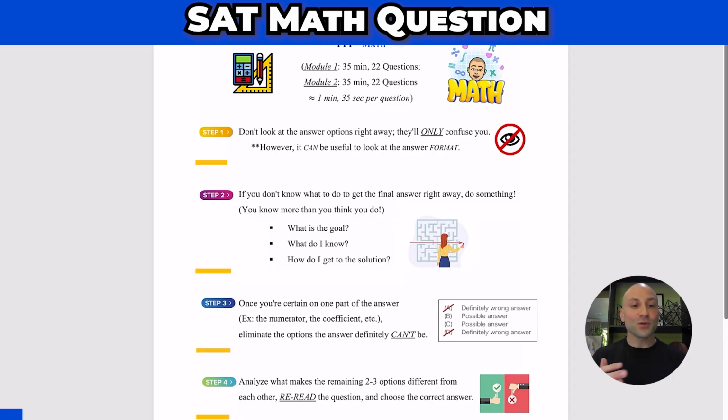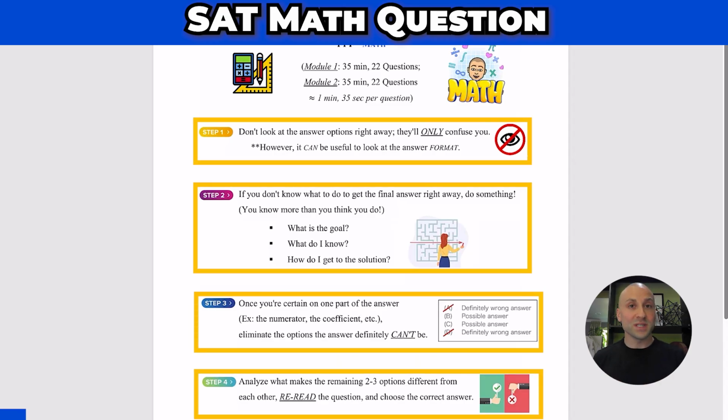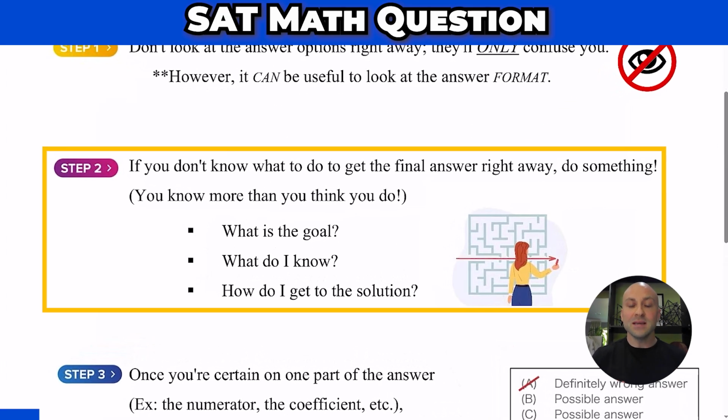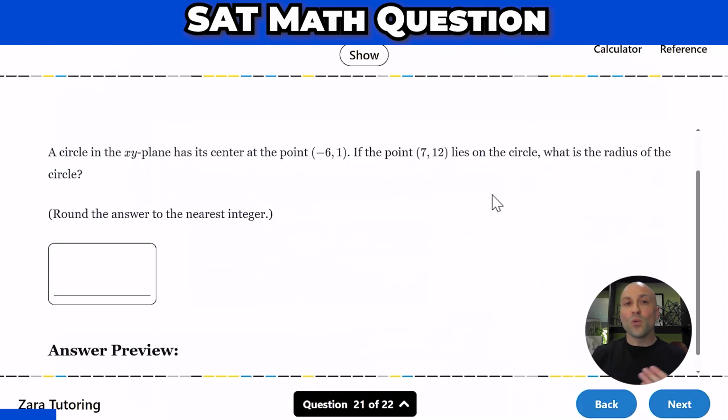And notice we have these 4 steps that really apply in every multiple choice scenario. However, because this is a student produced response question, we're going to go ahead and look at tip 2 here, which is really key in getting the mindset correct. So notice we say, if you don't know what to do to get the final answer right away, do something. Why? Because you know more than you think you do. So if you weren't sure what to do, take a look at your paper right now. Did you do a sketch? If you did, good for you.